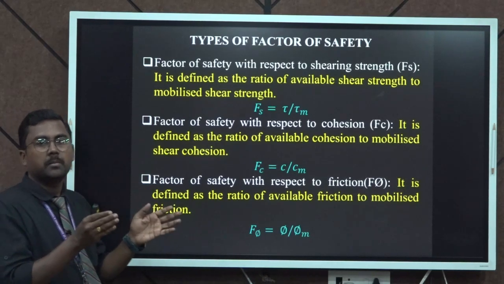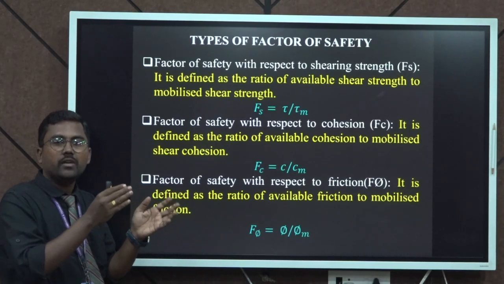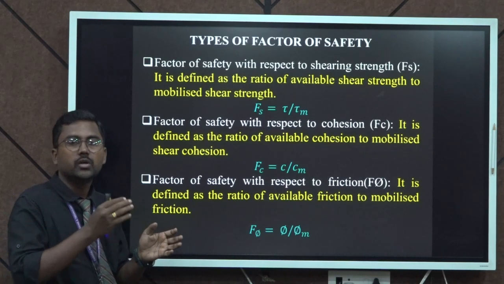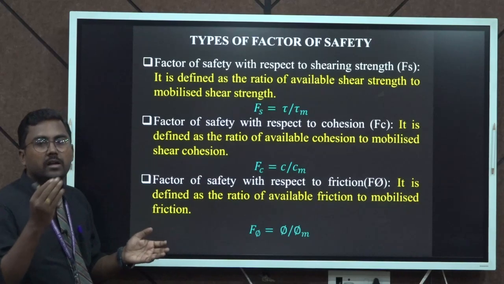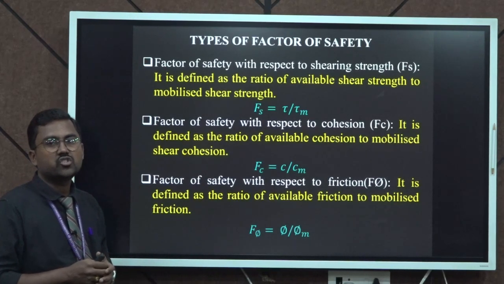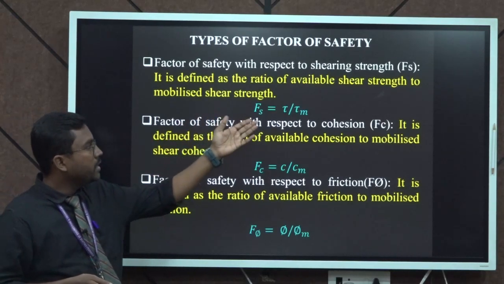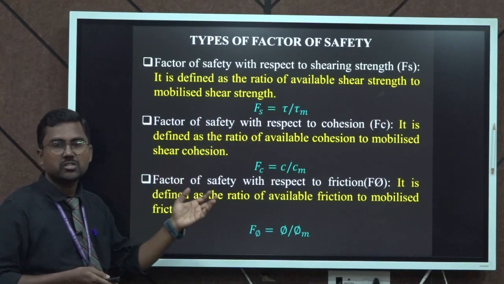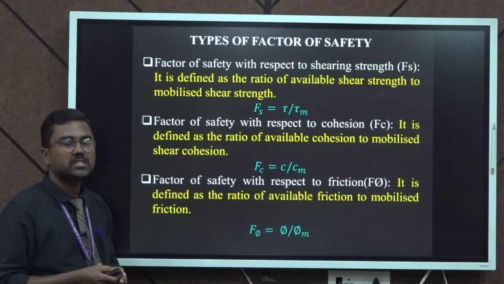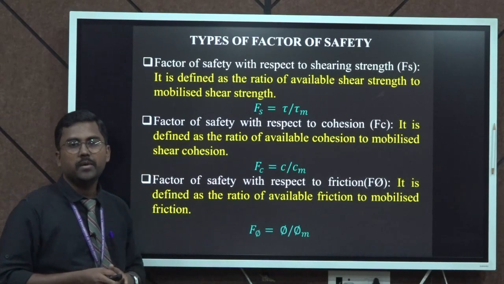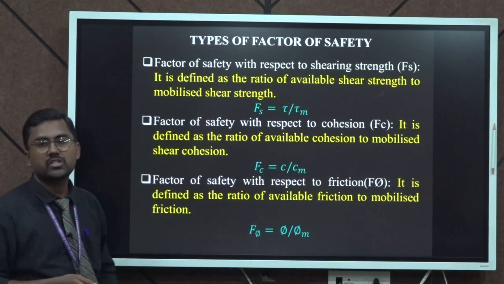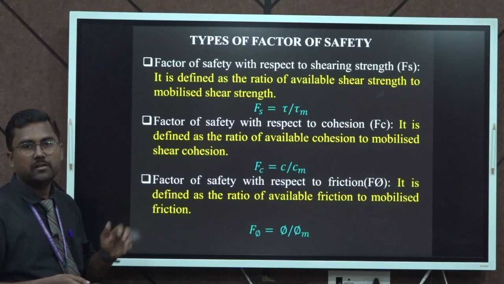That is, some existing shear strength will be available in that soil which resists the shear failure of the soil due to shear, and when the external force acting is more than that available shear strength, the factor of safety is given by tau by tau m, that is the available shear strength to the mobilized shear strength. And similarly, with respect to cohesion it is the available cohesion to the mobilized cohesion, and with respect to friction it is the available friction to the mobilized friction, phi by phi m.